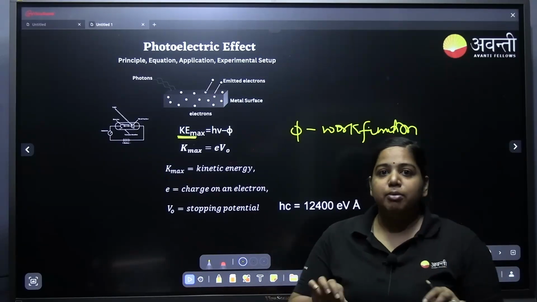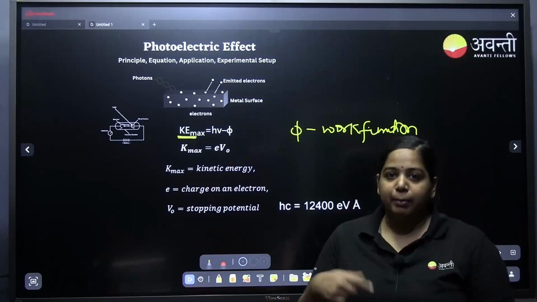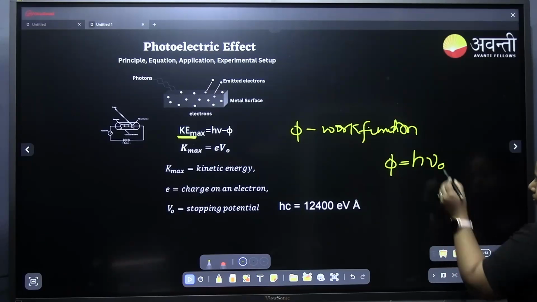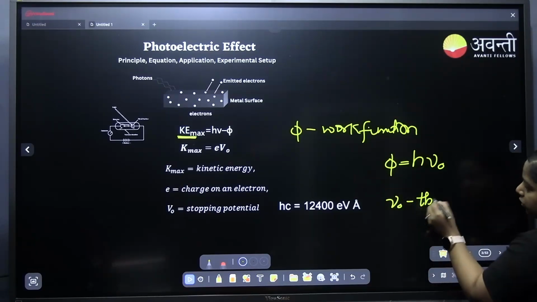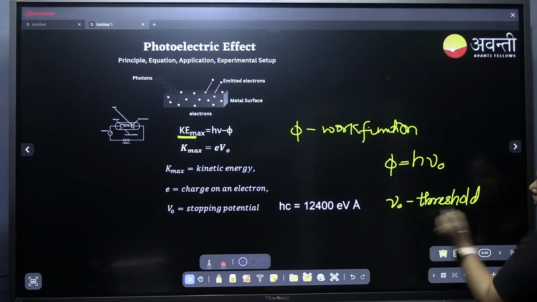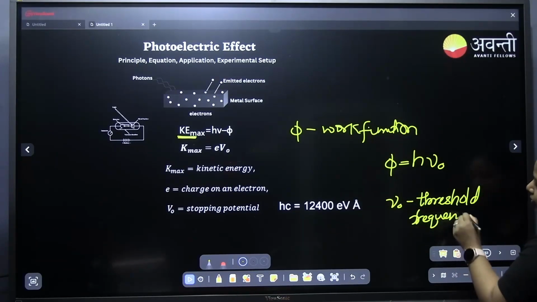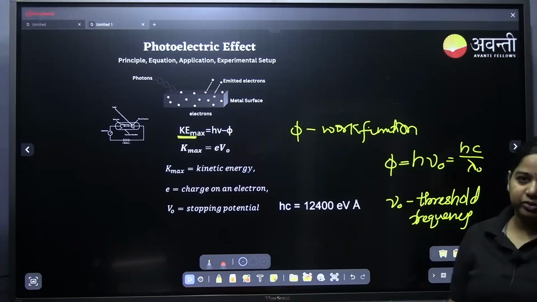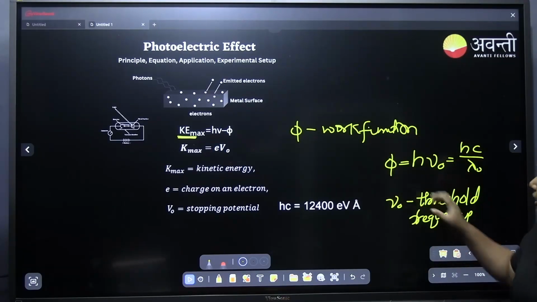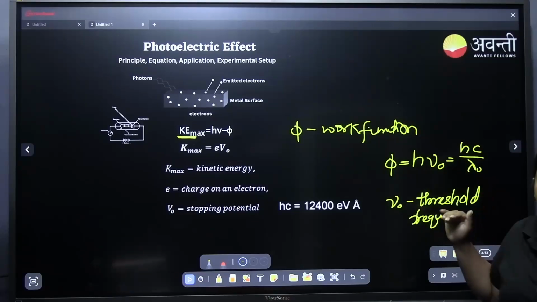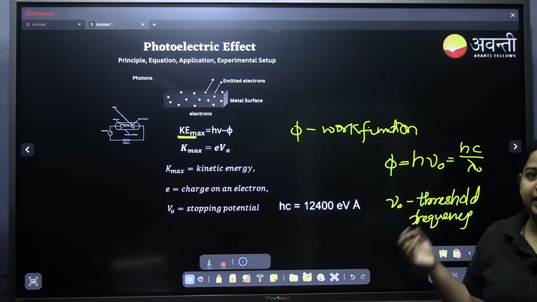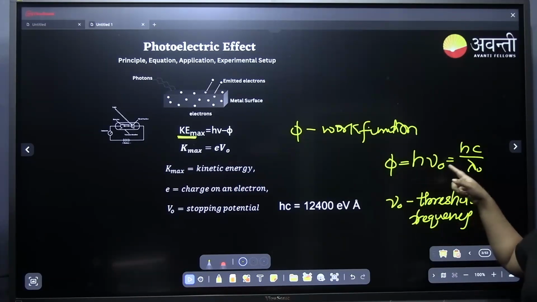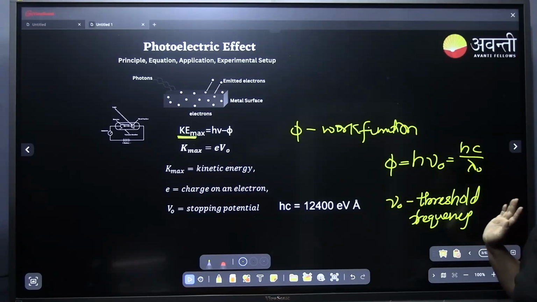So that is the minimum energy required for the photon to emit. So from that we will get phi equal to h nu naught. Nu naught is threshold frequency. This will also be equal to hc by lambda naught, with respect to wavelength also we can say. If you know the minimum energy required for electron emission from the material, you can find work function. That is h into threshold frequency or hc by threshold lambda.